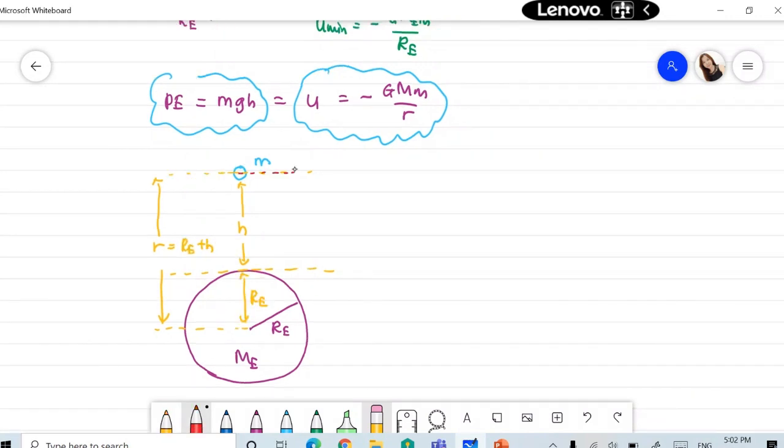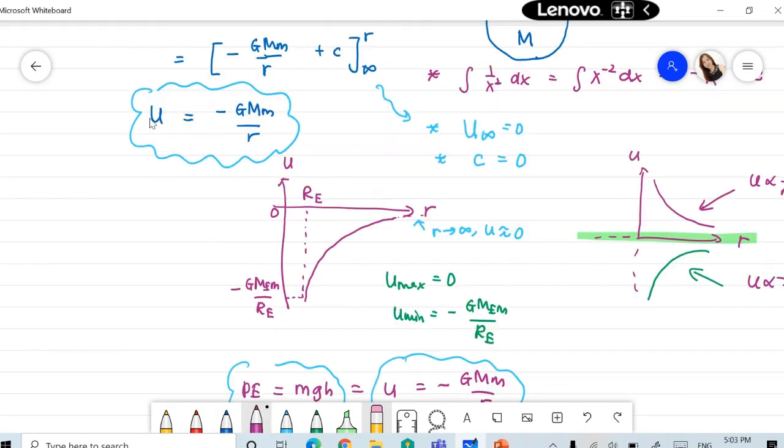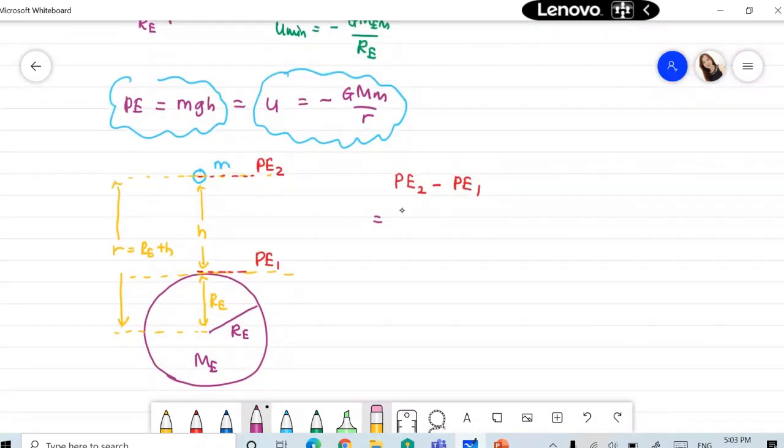Refer to this point. The potential energy at this point is Pe2. The potential energy at this point on the surface of the Earth is Pe1, for example. Now the potential energy difference between these 2 points. I know that Pe2 is higher than Pe1, so I'm using Pe2 minus Pe1. The potential energy is equal to negative G M m over r. I apply this. So at point 2, I will have negative G M e m over r. R is from the center of the object to the center of the planet, where r is equal to r e plus h.